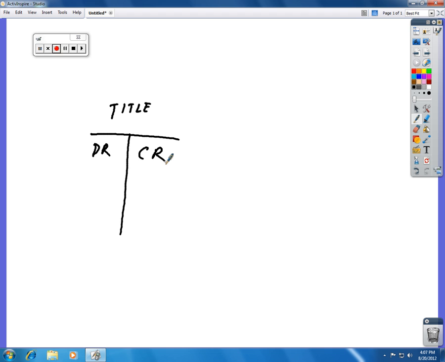Please notice that I've used the abbreviation for debit and credit. There is no R in the word debit, but DR is the accepted abbreviation here. The T account is used to create the journal entries. And a correct journal entry in the right form will have 5 items to it.